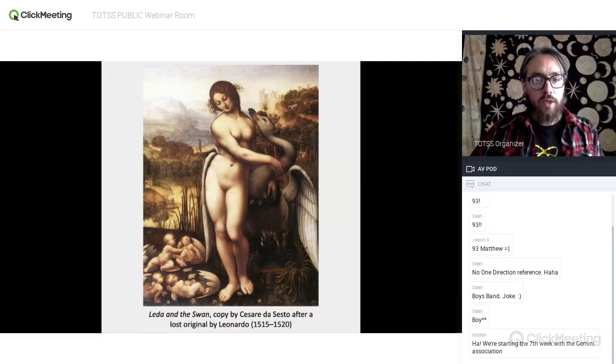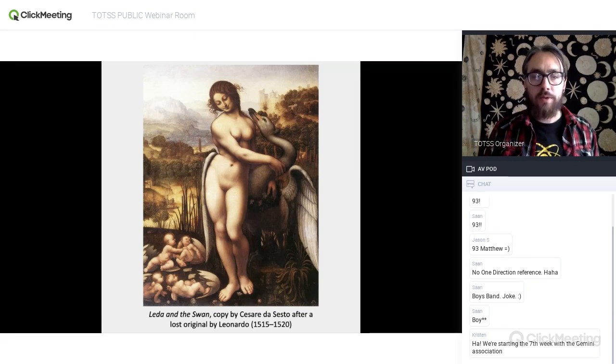Okay, so this image is a copy of a lost original by Leonardo, which you can really tell. If you know Leonardo's paintings at all, this sort of immediately screams Leonardo, but maybe not quite as good as Leonardo usually is. You know, the landscape, the way her face is drawn. So it's a copy of a lost original. Anyways, this is Leda.